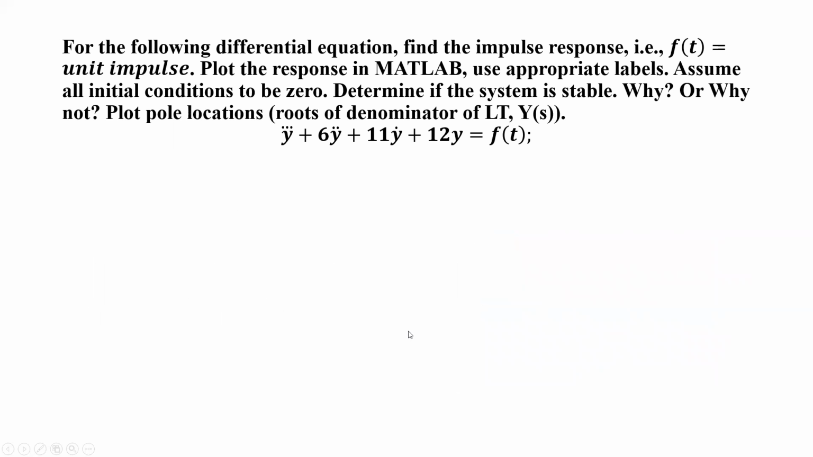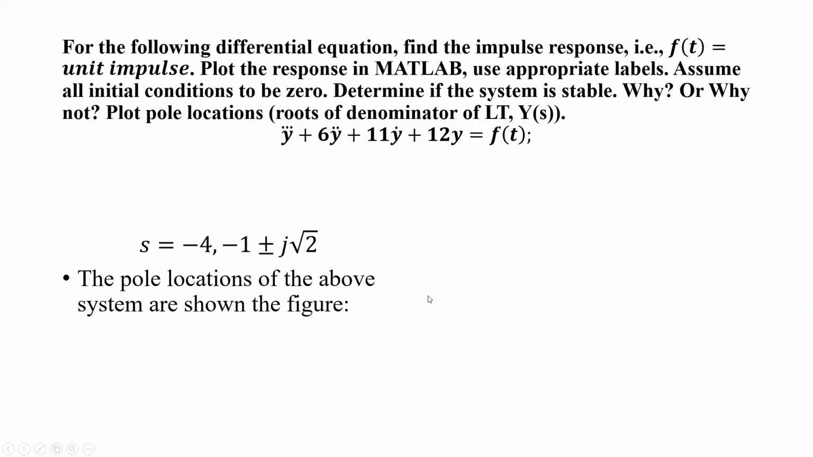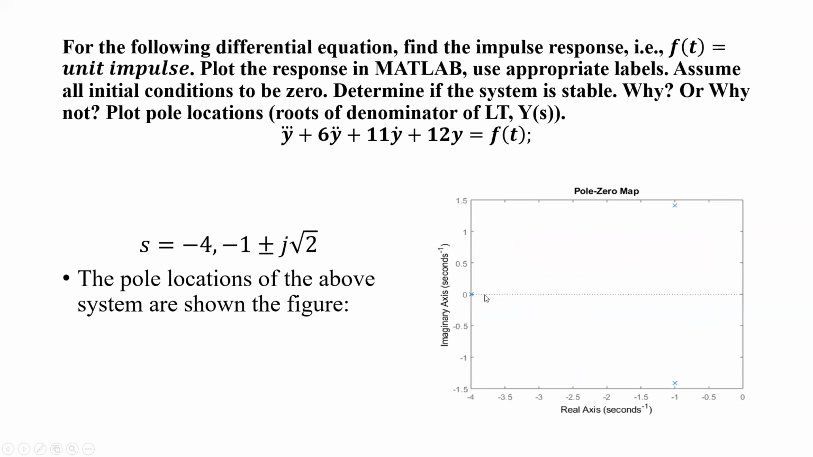Now we are even asked to plot the location of poles, right? So to plot the locations, we know the roots are -4, -1 plus j root 2 and -1 minus j root 2. So the pole locations are shown in this figure. We can see on the left hand side, the poles are marked by a blue colored cross sign. One is at -4 and the other two are complex conjugates, which are shown here.